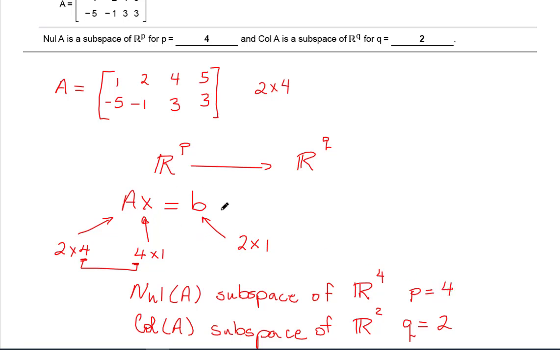Well, what does the image look like? Well, 2 by 4 multiplied by a 4 by 1 gives me a 2 by 1. So the image, or the column space of A, has got to be a subspace of R2.